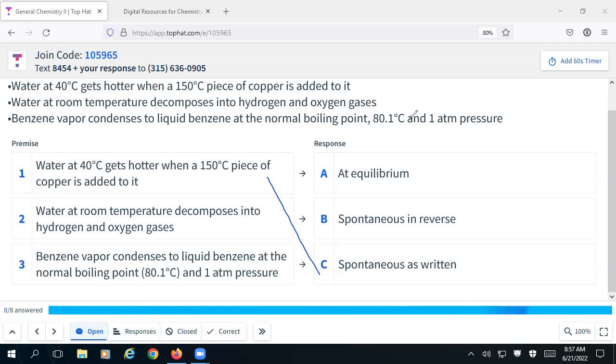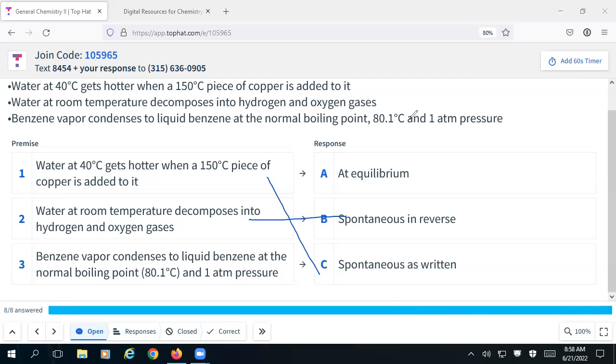Water at room temperature decomposing into hydrogen and oxygen. Well, I know it would evaporate. Would it actually decompose? When water evaporates, it doesn't change anything other than its phase. It's still water. It's still H2O. So no, that's not decomposition. That's just a phase change. What about the reverse? If I have hydrogen and oxygen, would I be able to burn them to make water? Oh, yeah. So that's a reverse. We're talking about a reverse process there.